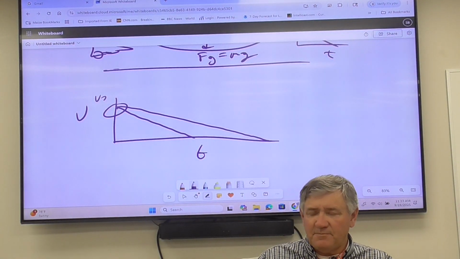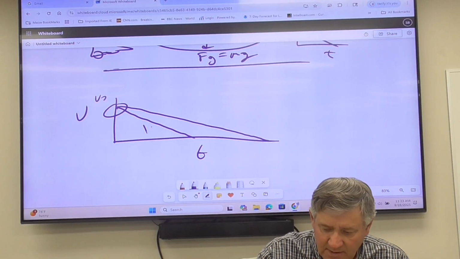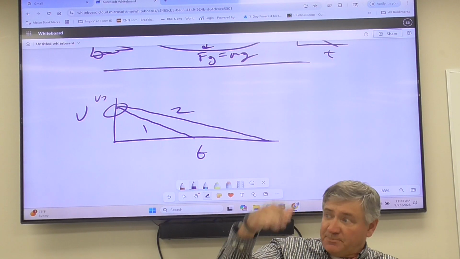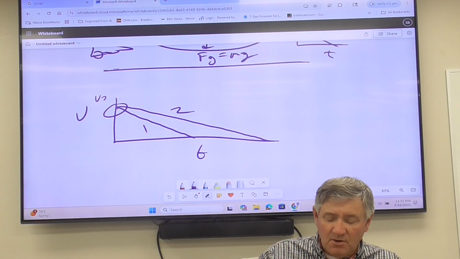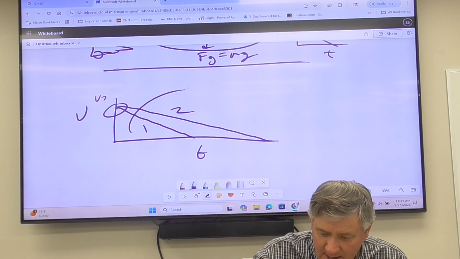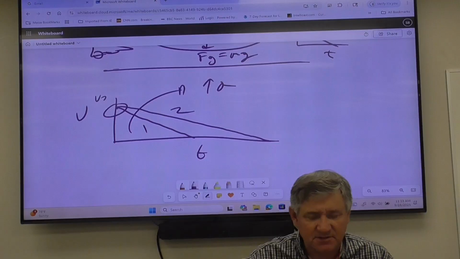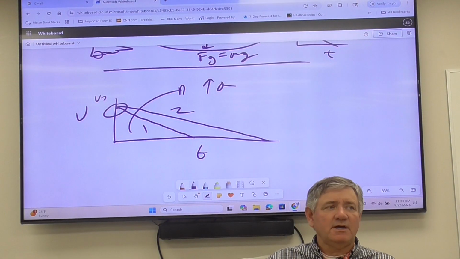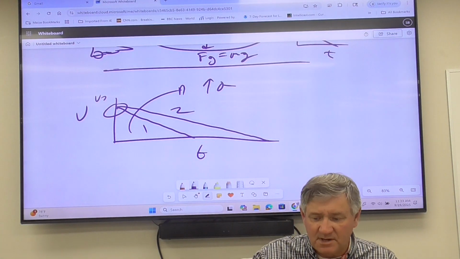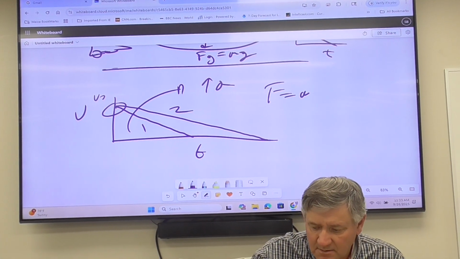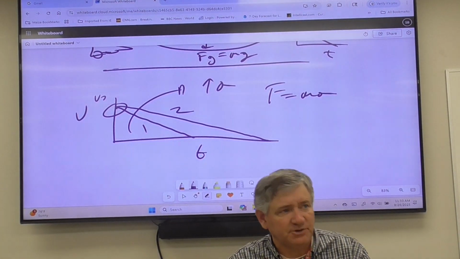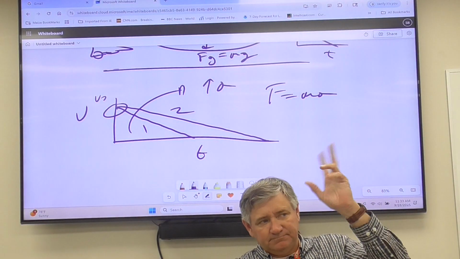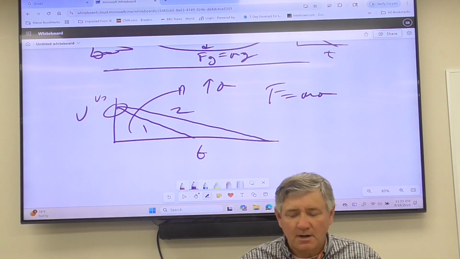Which one is going to have the bigger acceleration? Line 1 or line 2? Line 1. It's a steeper line, right? So line 1 has a bigger acceleration. So which one has more force acting on it? Line 1 or line 2? Line 1, because force equals mass times acceleration. True? Now here's a little algebraic voodoo that you can do. Okay, just a little bit.